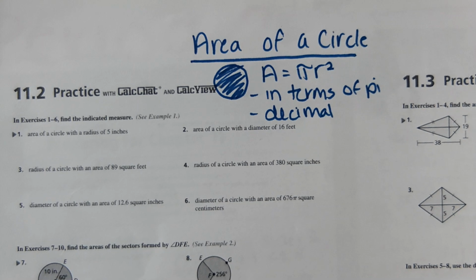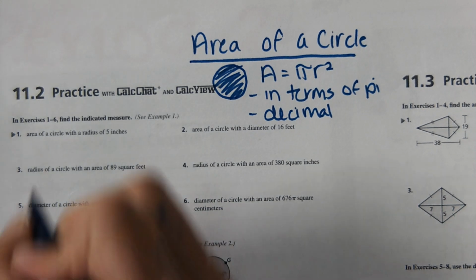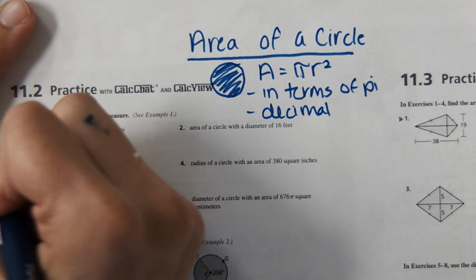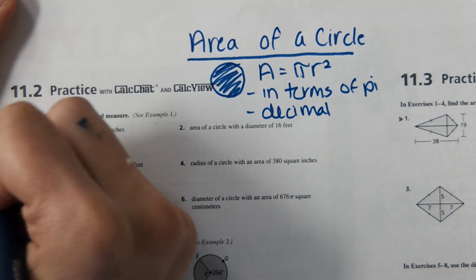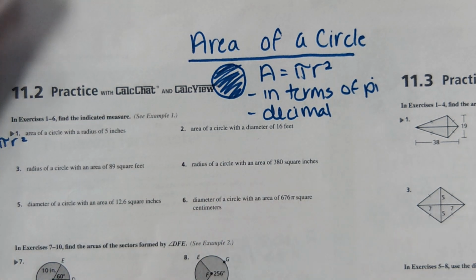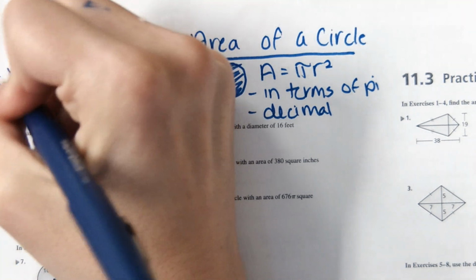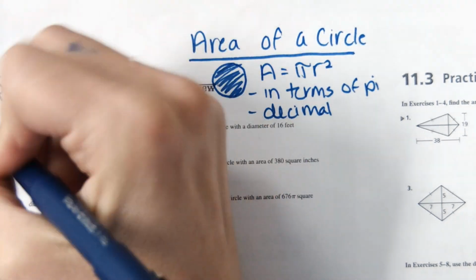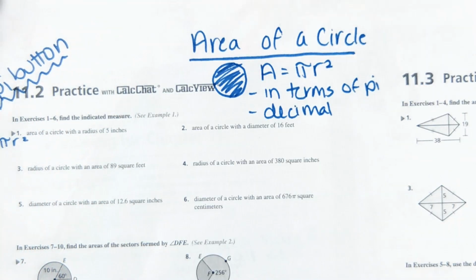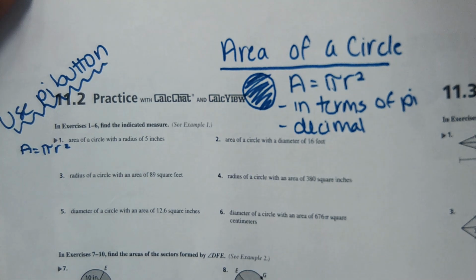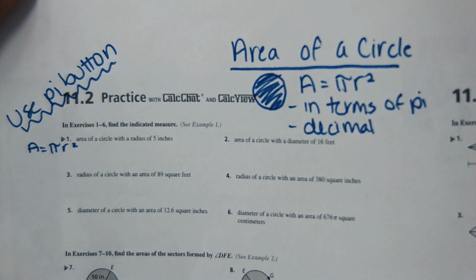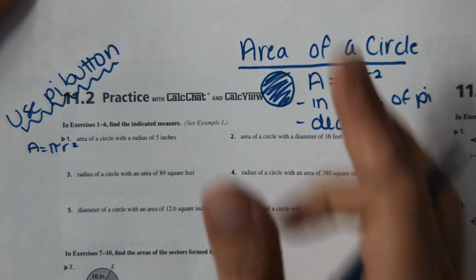Okay, so starting with the first one, it wants the area of a circle with a radius of 5. So the equation is area equals pi r squared. Also for these, we're going to use the pi button. Yesterday we used 3.14, but for today we're going to use the pi button because on the homework, the answers use the pi button. So we'll just practice that way.